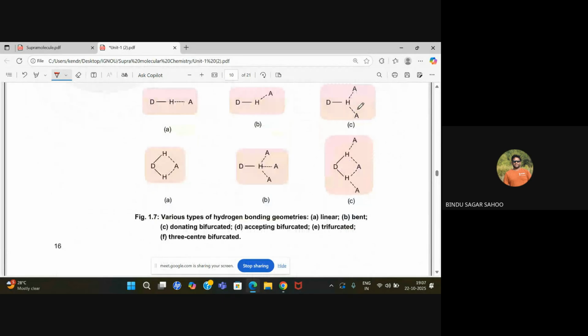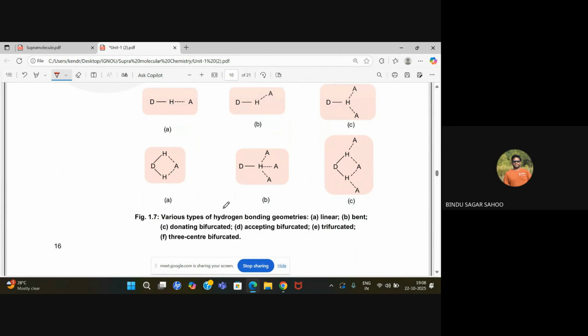And these are the different types of other interactions. This is called donating bifurcated interaction. That means this will be a donor atom. It may be nitrogen, oxygen, and chlorine. This will be a hydrogen atom. Then here there will be another acceptor atom, and the acceptor atom is also an electronegative atom. It can be oxygen, nitrogen, and chlorine also. So this type of structure is called donating bifurcated structure. Bifurcated means it is forming one angle, and it can form two angles with respect to the donor atom.